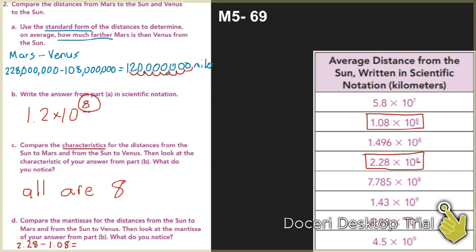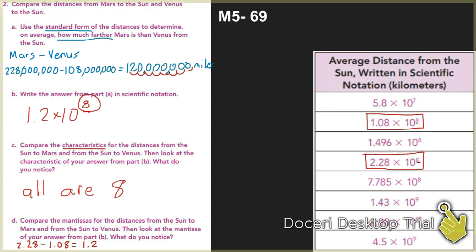And if you do that math, 2 and 28/100 minus 1 and 8/100, you end up with 1 and 2/10, which is what our mantissa for our answer was. Okay. So you were probably already picking up on that because we did division and multiplication yesterday, and that's how the mantissas worked, we just multiplied them together or divided them. So it makes sense that we can just subtract our mantissas here.